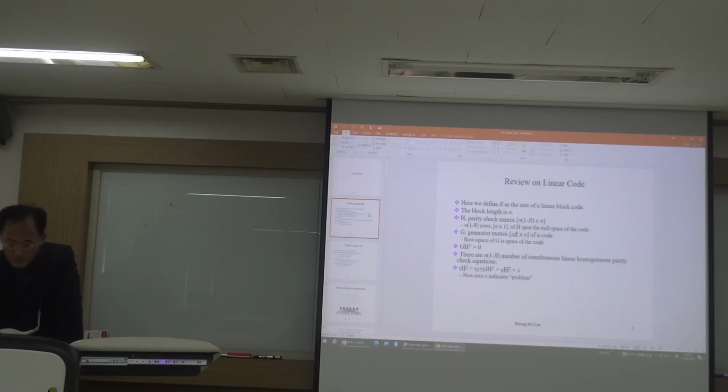All right. So here, review on linear code. Basically, we have talked about linear code through the example of Hamming code, right? Hamming code. Okay, and basically, you have a matrix which we call H. That is a parity check matrix, and that matrix has a dimension. N is the length of the block, right? We are talking about block code, right? And (1 minus R) times N by N, where R is the rate of the code.